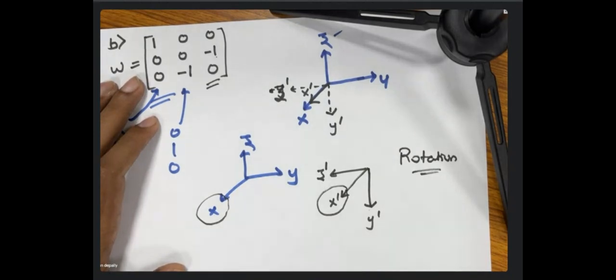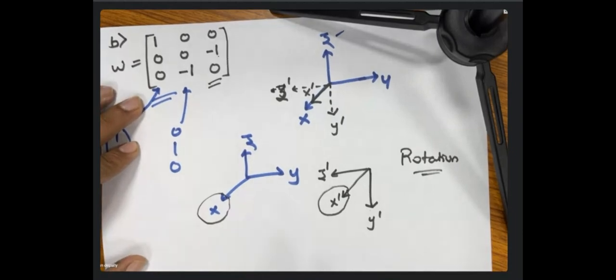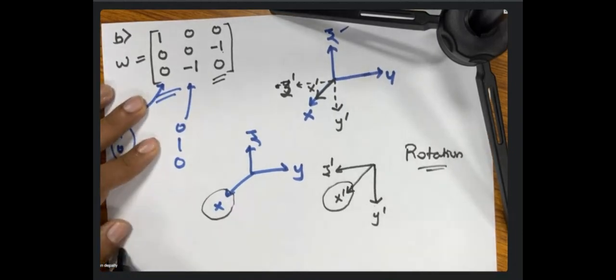But we know the rotation is a first kind, proper transformation, right? It is not going to change the handedness, and so the determinant should be 1. If it is rotation, the determinant should be 1. Let's try to find the determinant of it.